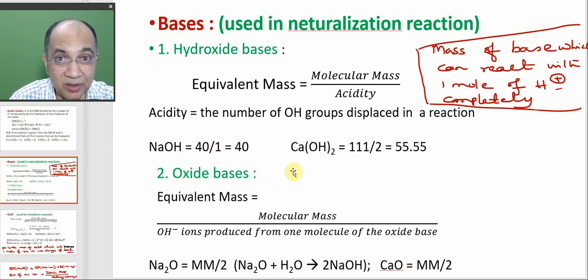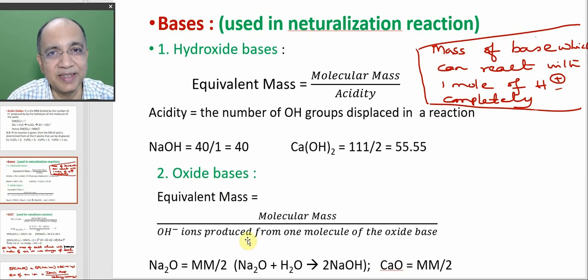If it is calcium hydroxide, then it is the molecular mass by 2, because in one molecule there are 2 OH minus ions. So the acidity is 2, and it's 37. But if it's the oxide of a metal, not a hydroxide, then the formula is like this: equivalent mass is equal to molecular mass by the number of OH minus ions produced from one molecule of the oxide by hydrolysis reaction. For example, sodium oxide.